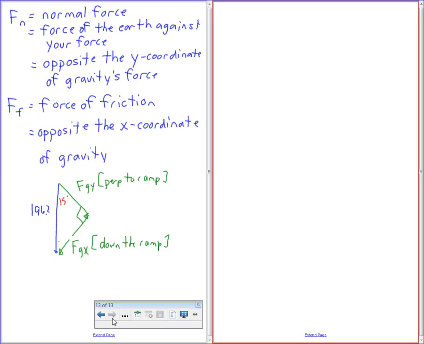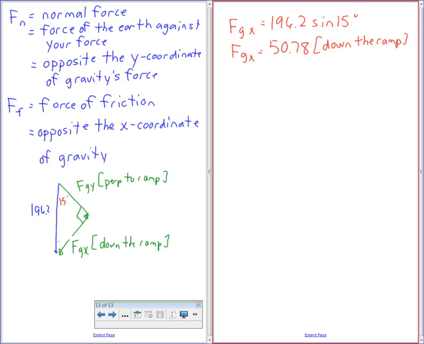Okay, so this is another components question if you take a look. So I'm going to say FGX is equal to 196.2 sine 15. Can somebody calculate that for me, please? 50.78. What's the direction of this? Down the ramp? I hope somebody said it. Okay, down the ramp. So this force is actually heading down the ramp.